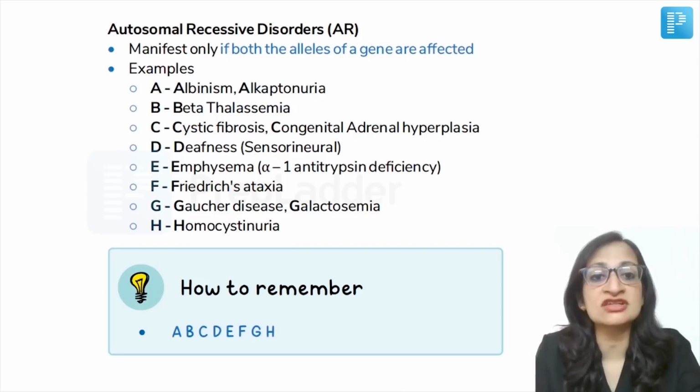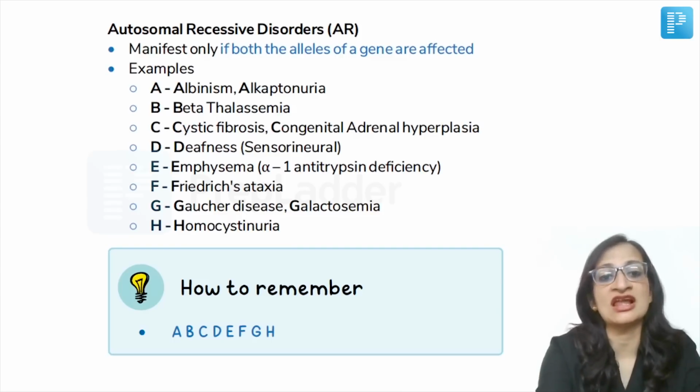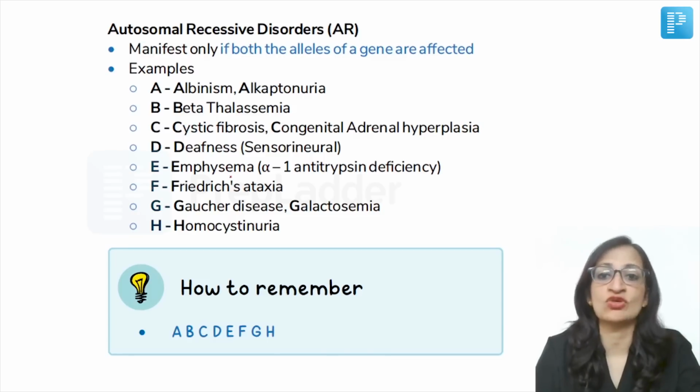Now autosomal recessive disorders we've already seen, there's a mnemonic ABCDEFGH. So albinism, beta thalassemia, cystic fibrosis, deafness, emphysema, Friedreich's ataxia, Gaucher, homocystinuria, some diseases with autosomal recessive inheritance.